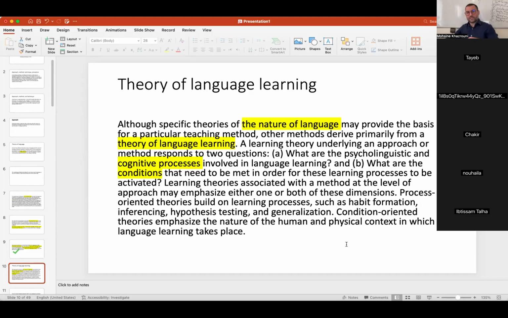Process-oriented, I think. Process-oriented theories build on learning processes such as habit formation, inferencing, hypothesis testing, and generalization. Condition-oriented theories emphasize the nature of the human and physical context in which language learning takes place.